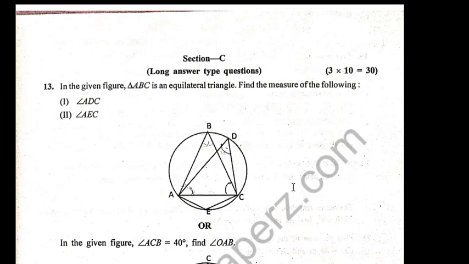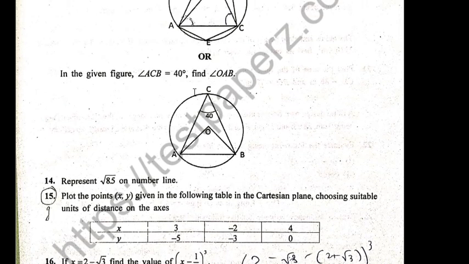Fine, let us move to the 14th question, or in the 13th question we have two options. In the given figure, angle ACB is 40 degree, we have to find OAB. Now ACB is 40 degree, so AOB will be double of this, 80 degree, because angle subtended by a chord at any point of the circle is half the angle subtended by the chord at the center. Okay, this is the theorem.